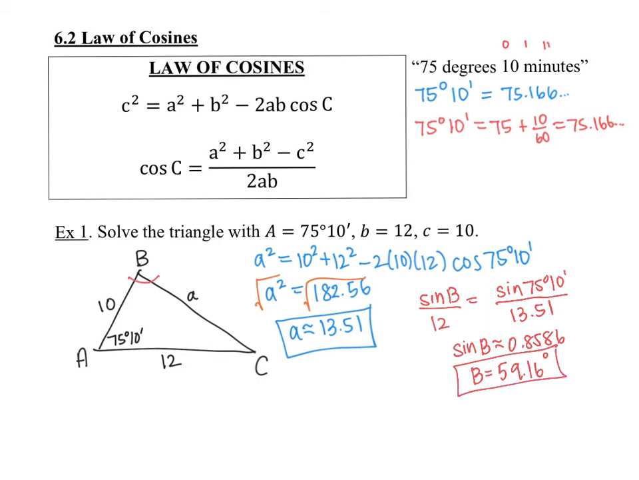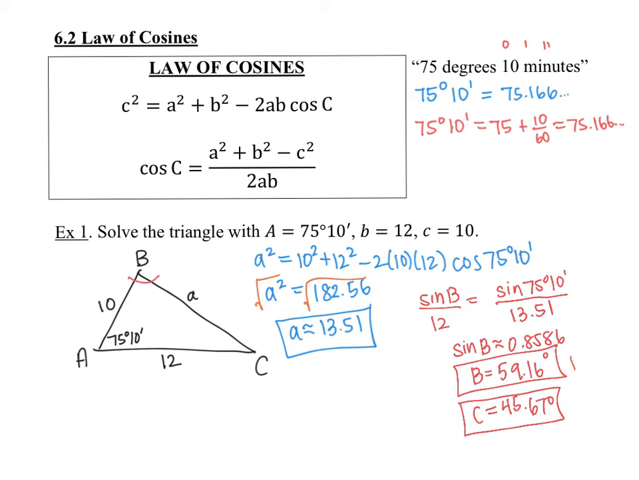I'm going to consider B prime in a second, but let me find C real quick. C, you can use your calculator once you have two angles. So if I do 59.16 plus 75.17, subtract from 180, I get about 45.67 degrees. Okay, I'm going to go back and look at B prime and see if that makes sense or not.